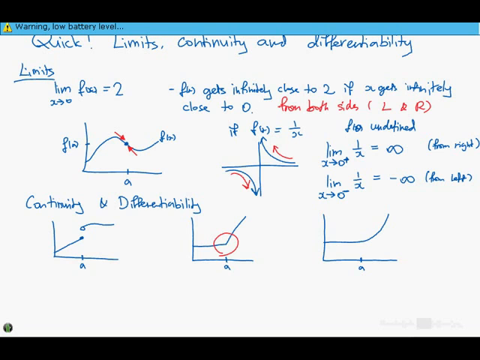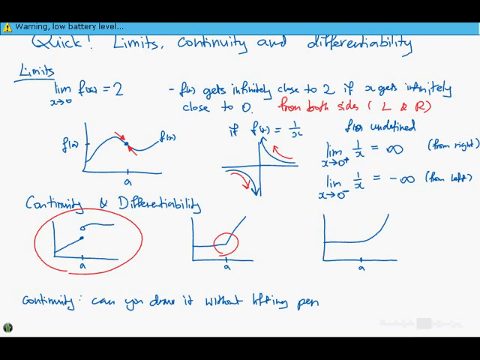Okay, so continuity basically says, can you draw it without lifting your pen or doing dodgy stuff? So this is a pretty simple concept, right? So the first graph here, obviously not, right? There's no magical way of drawing the whole graph without lifting your pen at some point. So that's pretty easy. That's not very continuous.